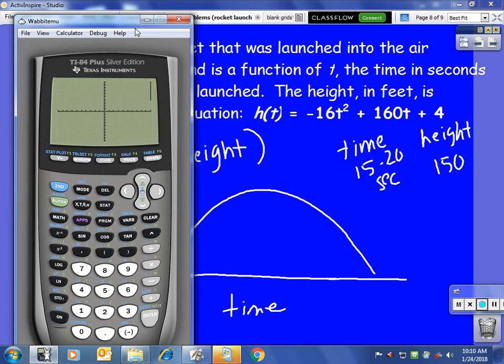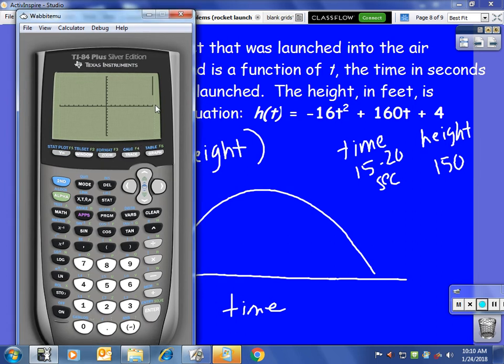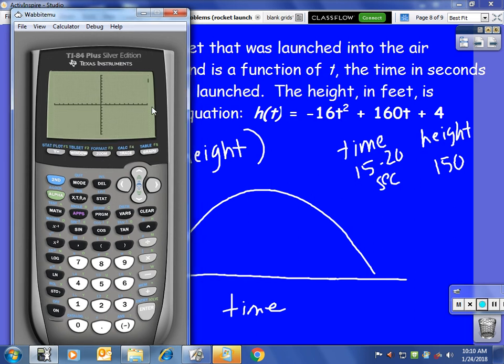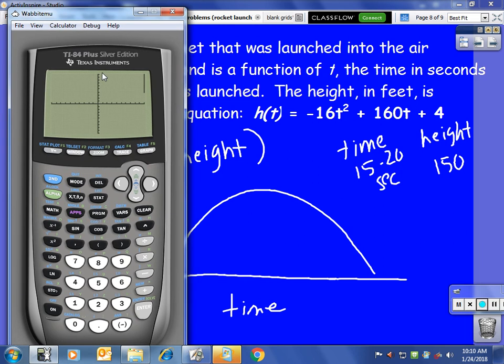I'm going to go to Window. When you're in Zoom 6, which is the standard window, your x's go from negative 10 to positive 10, and so do your y's. But that doesn't make sense for this problem. If I go to Window, I can see my standard screen. My lowest x value is negative 10. My highest x value is positive 10. That's not going to work for this.